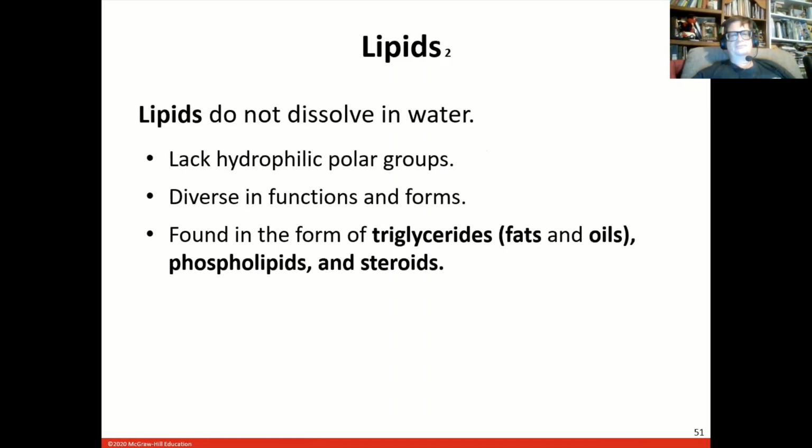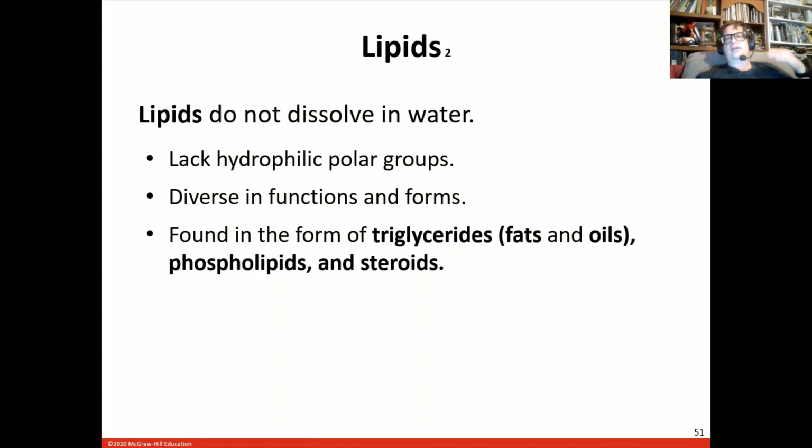But let's move on. All right, so lipids don't dissolve well in water. That makes sense. You know, oil and water don't mix. That's what we're talking about. Why do they not mix? Because the water is polar and the lipids are non-polar. They don't have charges, so they don't stick to the charged water molecules very well.